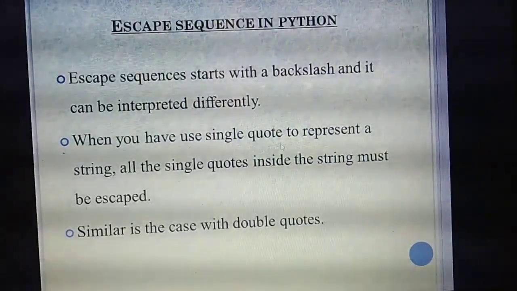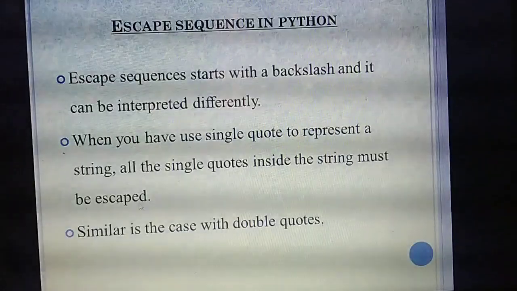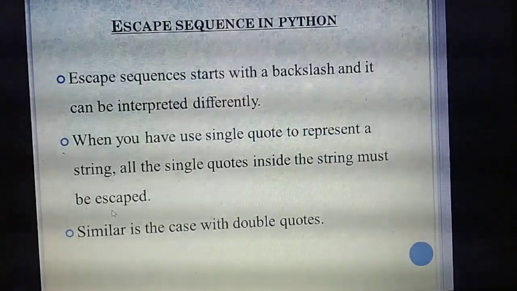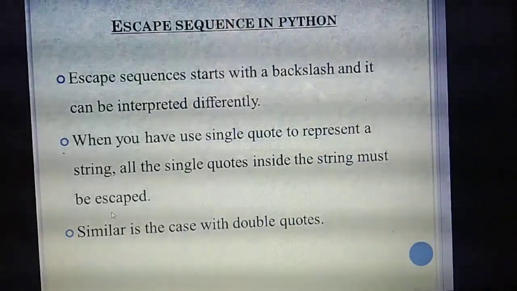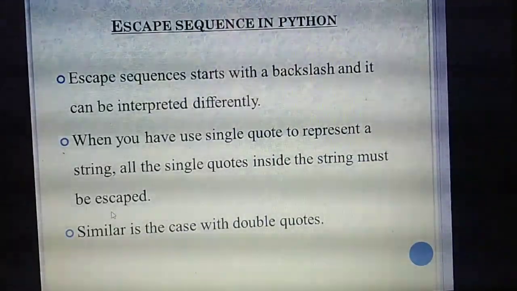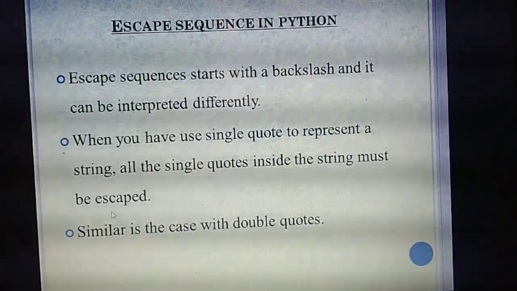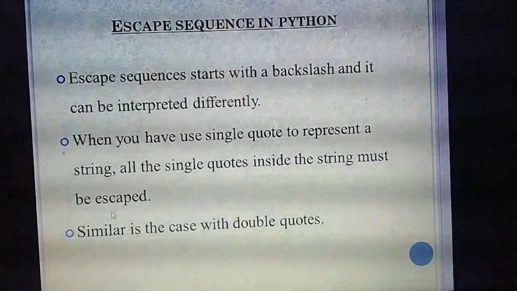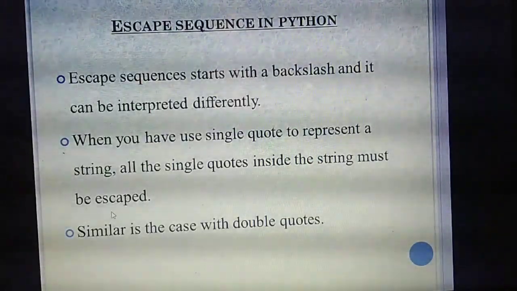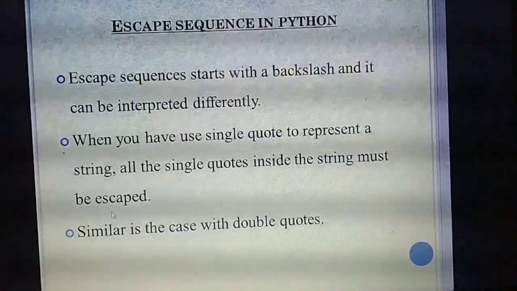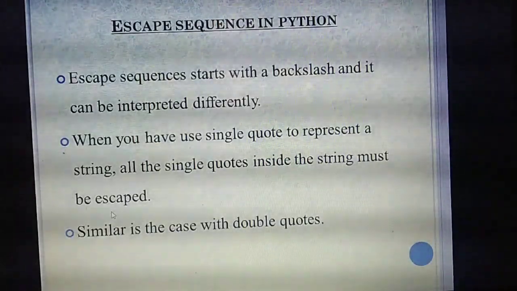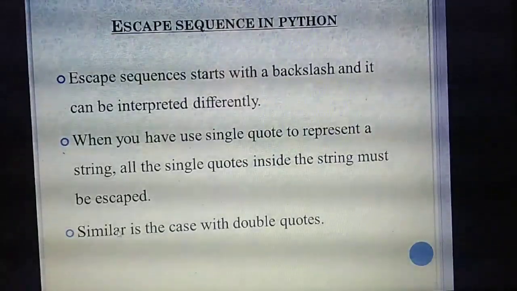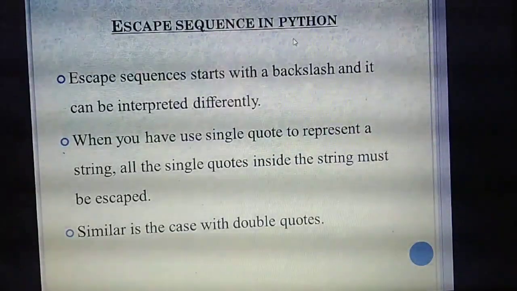When you use single quotes to represent a string, all single quotes inside the string must be escaped. What's the meaning? If you give an apostrophe inside single quotes, the entire sentence gets broken and you can't get the output. You need to give it in double quotes. But if you use the backslash symbol, you can give it in single quotes. These are very important questions. Understand about escape sequence?